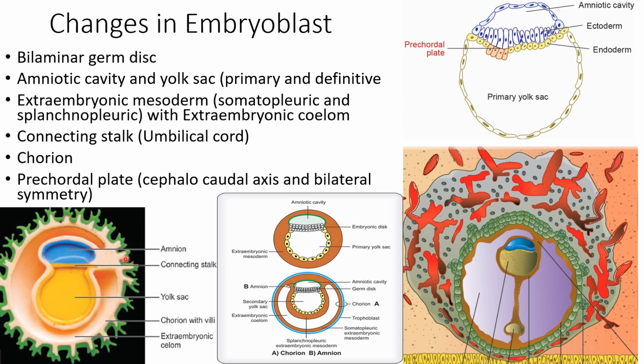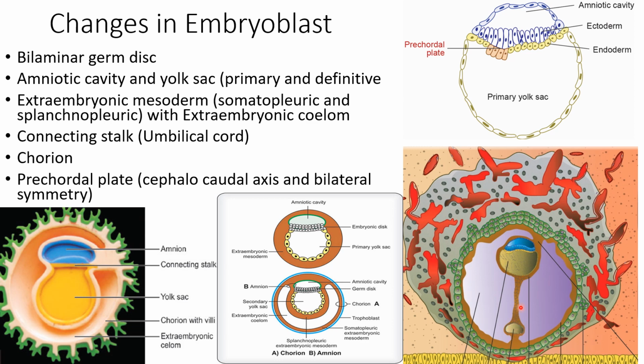After this change, now what next change occurs is the yolk sac will reduce in size. The size of the yolk sac, primitive yolk sac, will reduce, and large portion of it is pinched off by the traction applied by extra embryonic mesoderm.